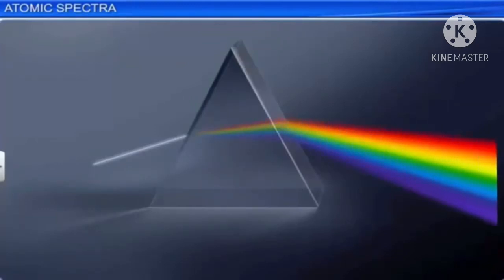This spectrum appears as bright lines where one color gradually merges into the other, without a clear demarcation between the adjacent colors.